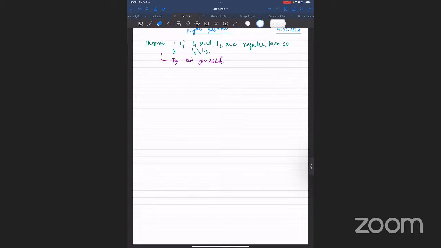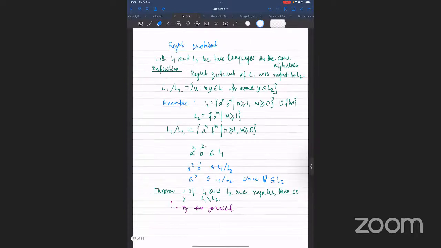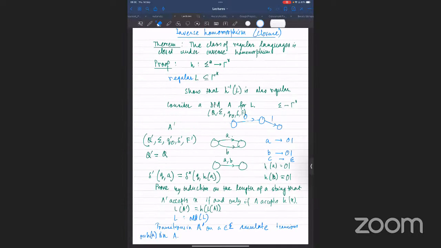So there were a few things we talked about in the last lecture, right? So one was, let's see. We talked about homomorphism and inverse homomorphism, and we showed closure under homomorphism and inverse homomorphism for regular languages.